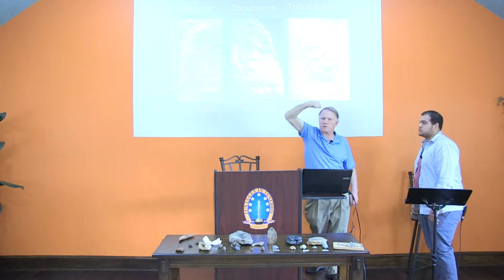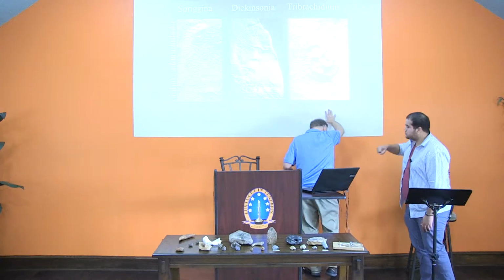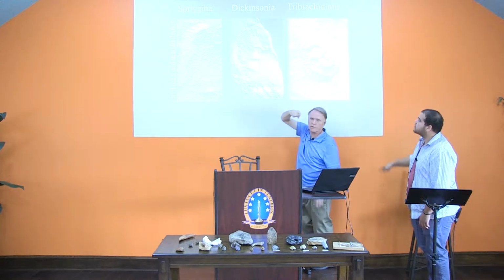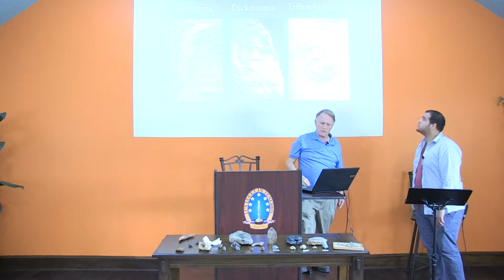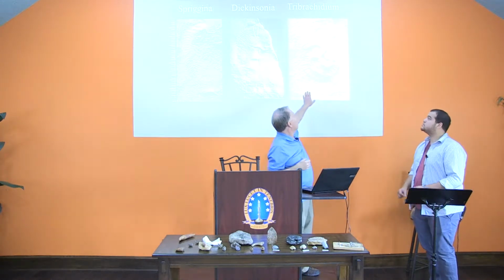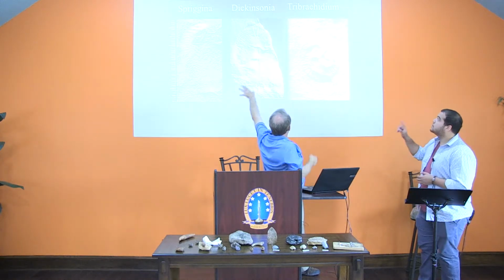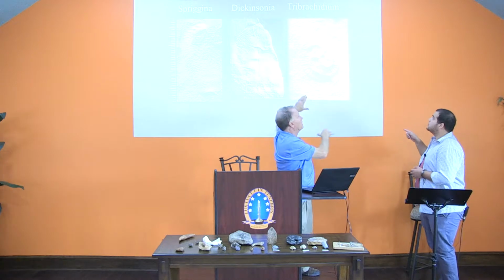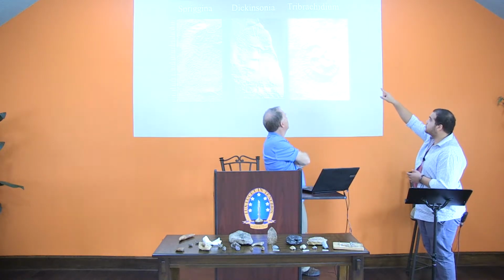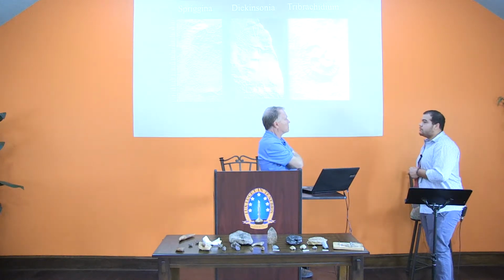And it has something that looks like a swastika, but it has 3 arms. I'm sorry. Can you see them right here? The 3 arms? So Tribrachidium, Dickinsonia and Spriggina are 3 of the most famous of the animals in the Ediacara group.